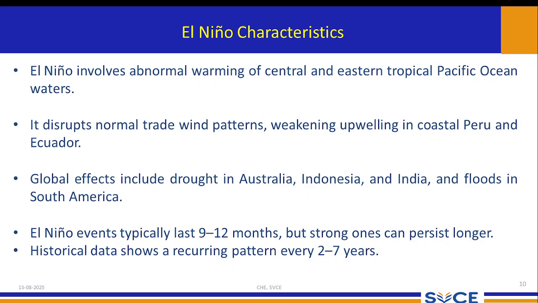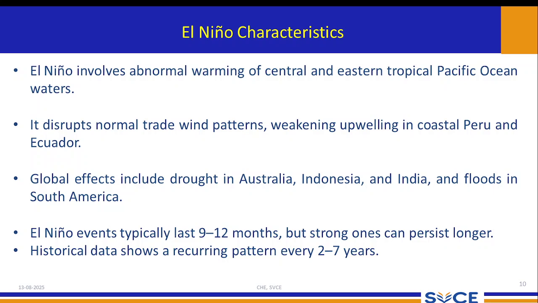What are the characteristics of El Nino? El Nino involves abnormal warming of central and eastern tropical Pacific Ocean waters. It disrupts the normal trade wind patterns, weakening upwelling in coastal Peru and Ecuador. Global effects include drought in Australia, India, and Indonesia, and floods in South America. These are the characteristics of El Nino.